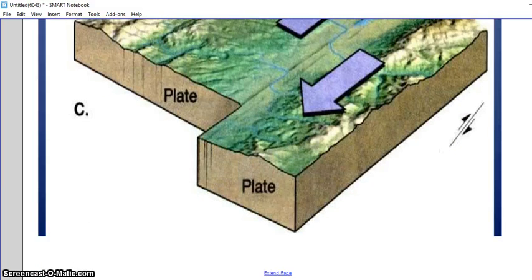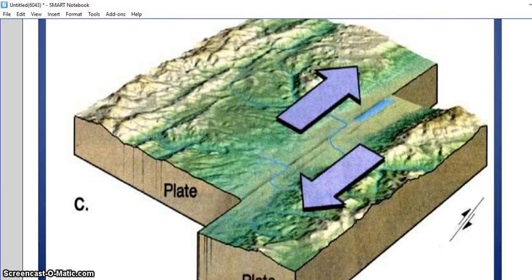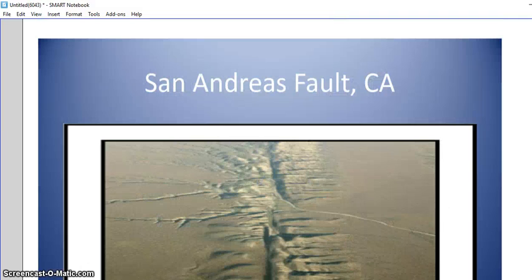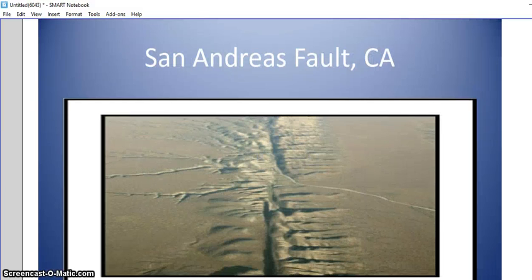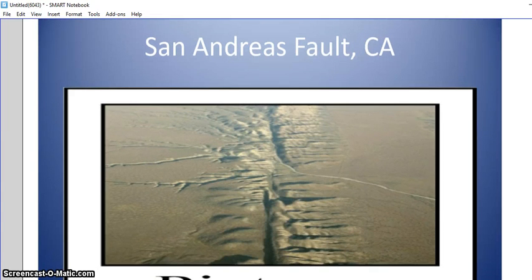Okay, the last one is the transform boundary. If you look here, one slides up, the other one slides down. These create what is called a shearing effect, a shearing force. It goes shh, shh, shh. A great example here is the San Andreas Fault in California.